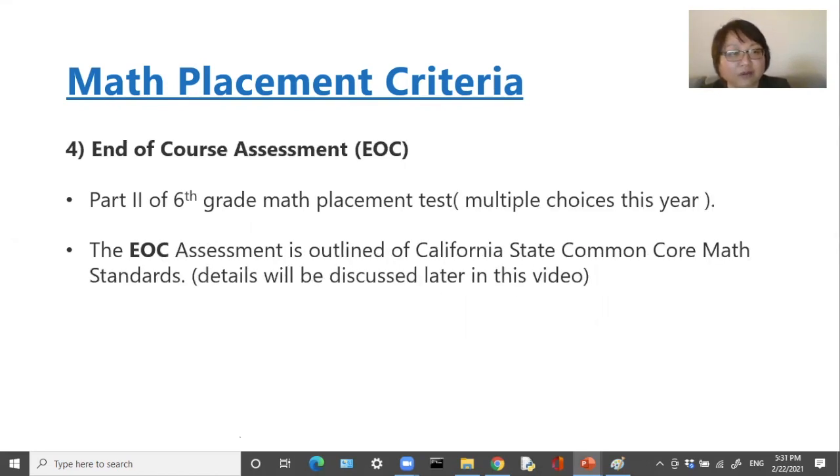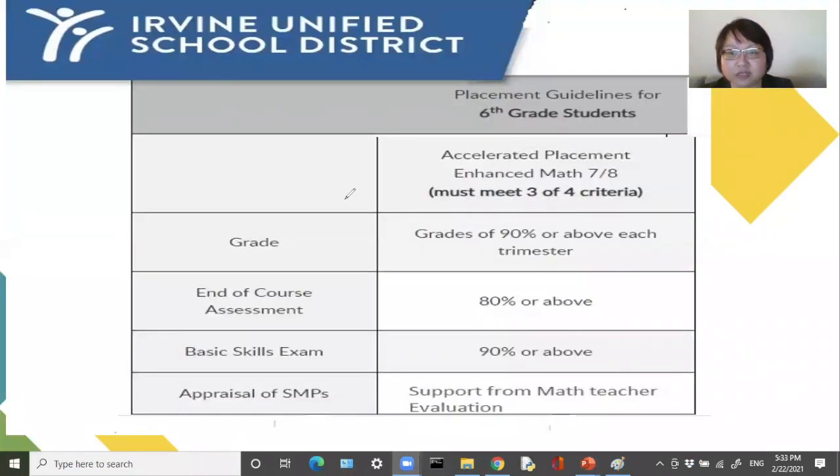And the fourth criteria is end of course assessment, which is part 2 of the 6th grade math placement test, which are multiple choice this year. The end of course assessment is an outline of California State Common Core Math Standards. Details will be discussed later in this video. Students must meet 3 of 4 criteria in order to enter into Enhanced Math 7 and 8.